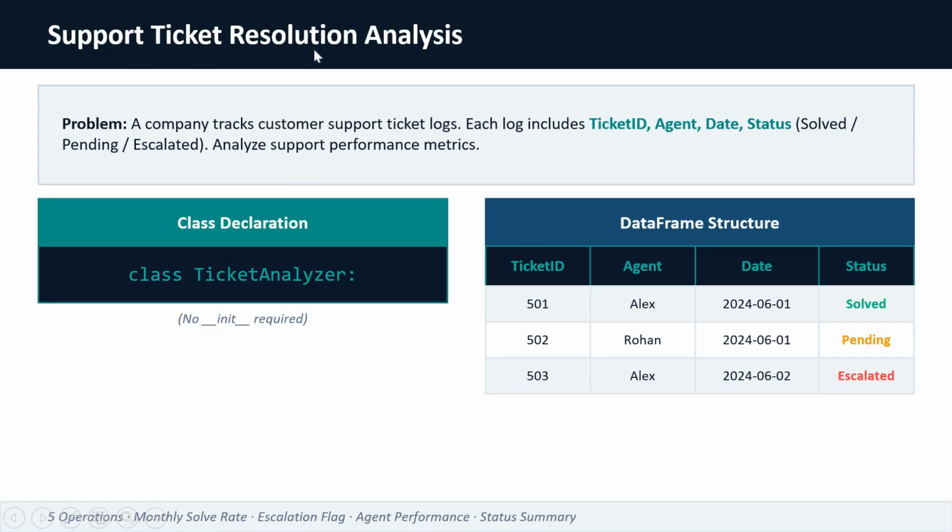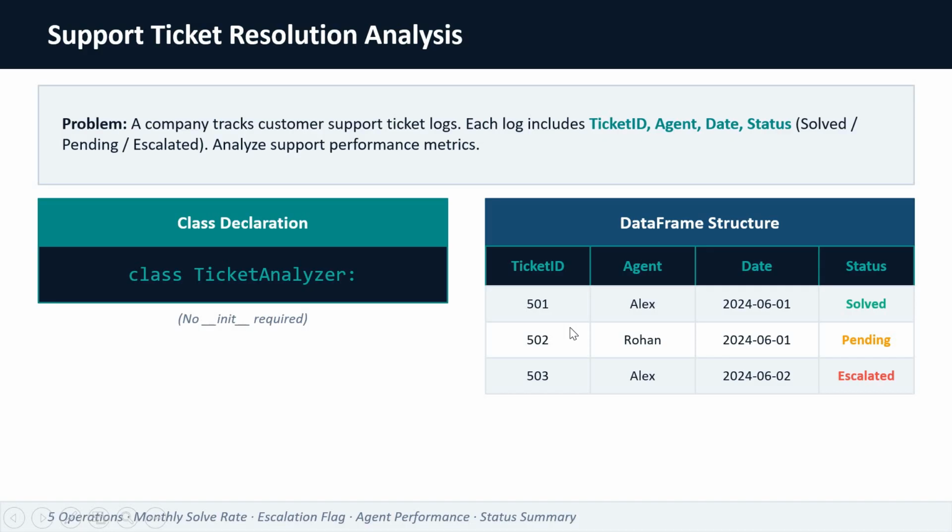We have a support ticket resolution analysis. Let's say we have one problem: a company tracks customer support ticket logs. Each log includes ticket ID, agent, date and status. The status should be solved, pending or escalated. Analyze support performance metrics. We have a data frame structure with ticket ID, agent, date and status. These are the different pieces of information that we directly get from the source as input.